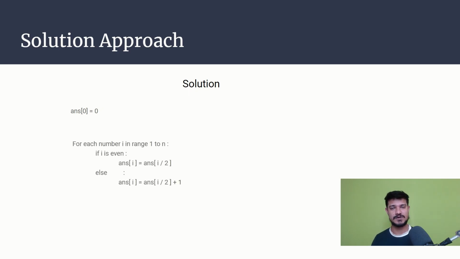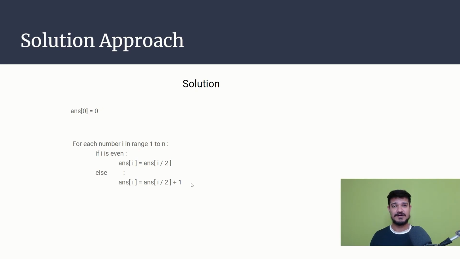We'll run a loop in the range 1 to n. If I is even, we already know answer of I is equal to answer of I by 2. The number of set bits in I is the same as the number of set bits in I by 2. If I is odd, the number of set bits in I is equal to the number of set bits in I by 2, plus 1. As simple as that. So this is my solution.